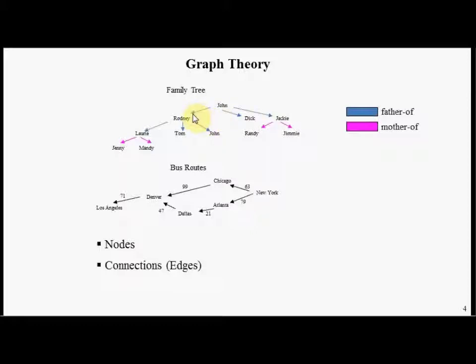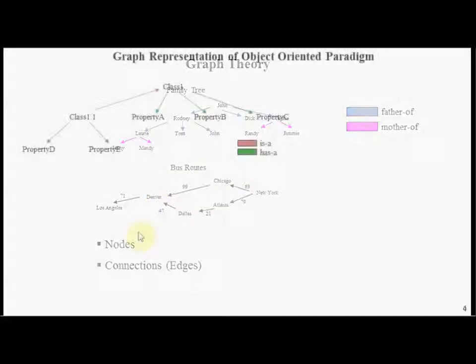Sometimes in graphs, you have a semantic relationship associated with these arrows. In this family tree graph, we have a father of relationship and we have a mother of relationship. Sometimes with graphs, you have scalar values associated with the connections. In this bus routes example, the scalar value represents a cost of going from one city to another.